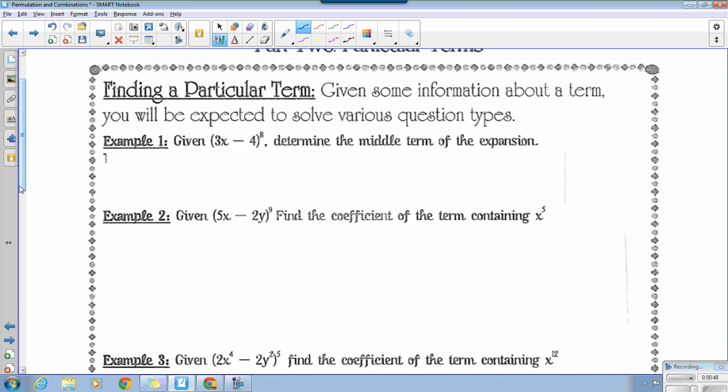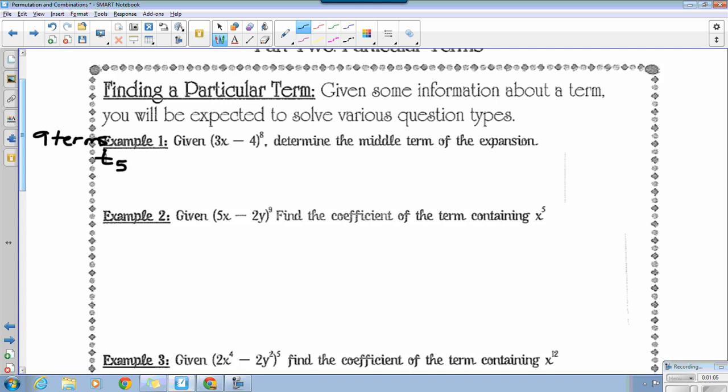except we know that because this exponent is 8, how many terms will be in this expansion? There's going to be 9 terms. So if there's 9 terms, which term would be the middle term? The 5th one. Okay? 5 in, that's going to be the middle. So we're actually looking for the 5th term.